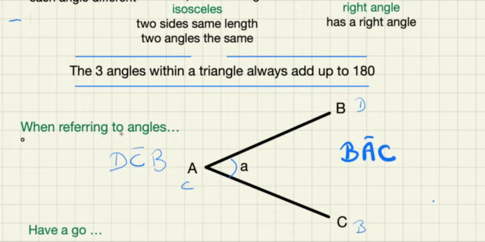So here, before we have a go at working out one of these, when referring to angles, there's a certain convention. So these lines represent intersecting lines. So there's that line there, that line there. And where they intersect, you find an angle, which is here. Now this line is known as AB. This line is known as AC. So the angle that you find between them is often referred to as BAC. So that's BAC.